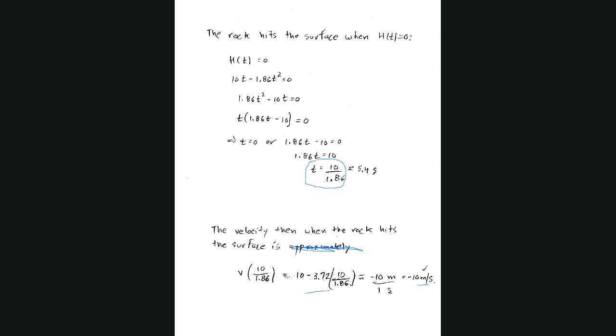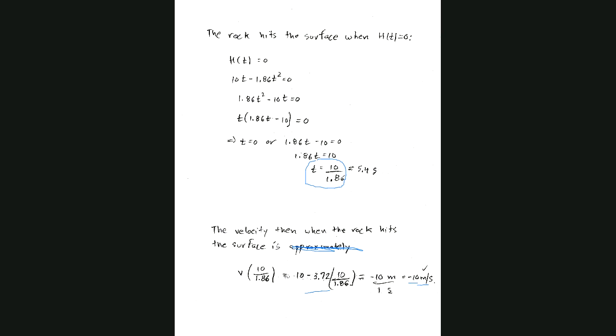You'll notice the velocity is negative. Why is the velocity negative? Because the ball is moving down. That's right, Zoe. When the ball hits the surface, it's been traveling down, and so we get a negative velocity.